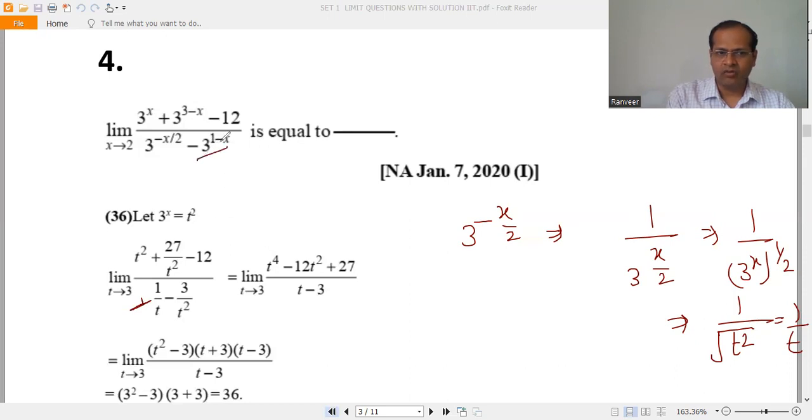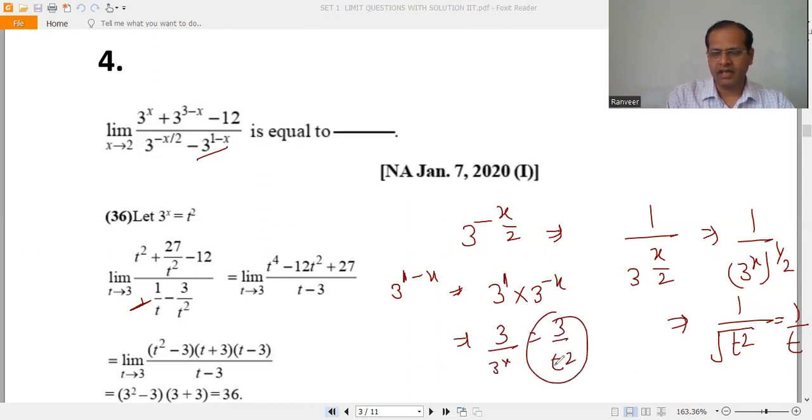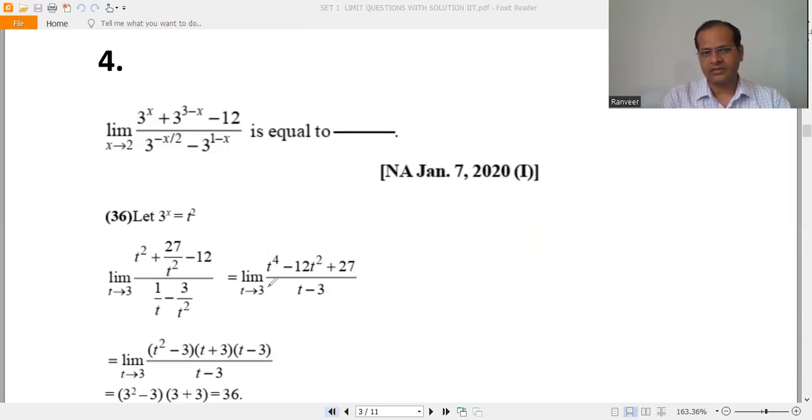Same way 3 to the power 1 minus x. This we can write 3 to the power 1 into 3 to the power minus x. This we can write 3 by 3 to the power x. This is 3 to the power 3 by t square. So in this way, if one value we take in the form of square, then all the other corresponding values you can substitute.